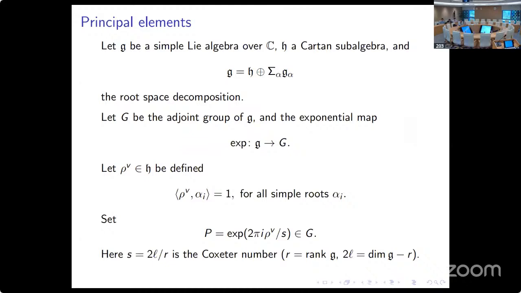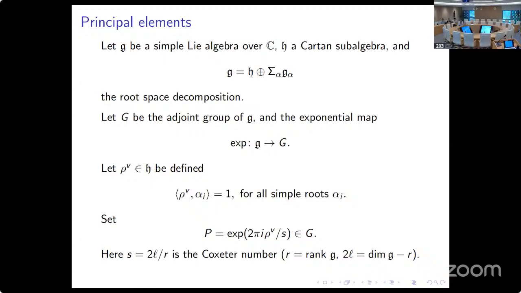So what do we mean by principal elements? I will start with the very beginning. Let g be a simple, or it can be semi-simple, but for convenience just assume this is a simple Lie algebra over C. This can be extended to other Lie algebras, and any other algebraically closed field, but that's just for the sake of convenience. We have the Cartan subalgebra and the root vector decomposition.